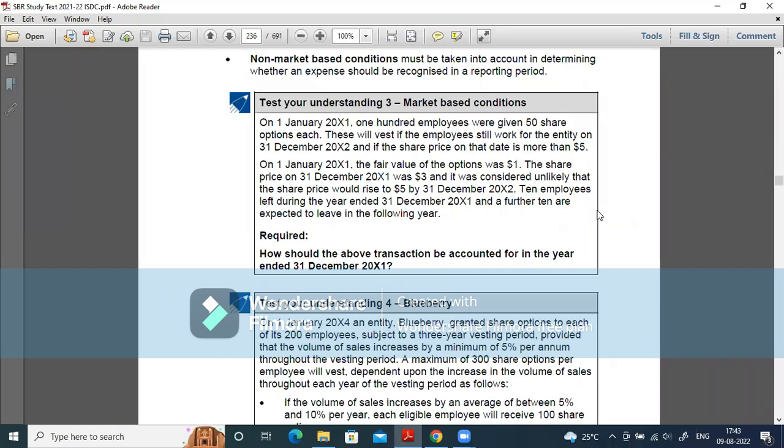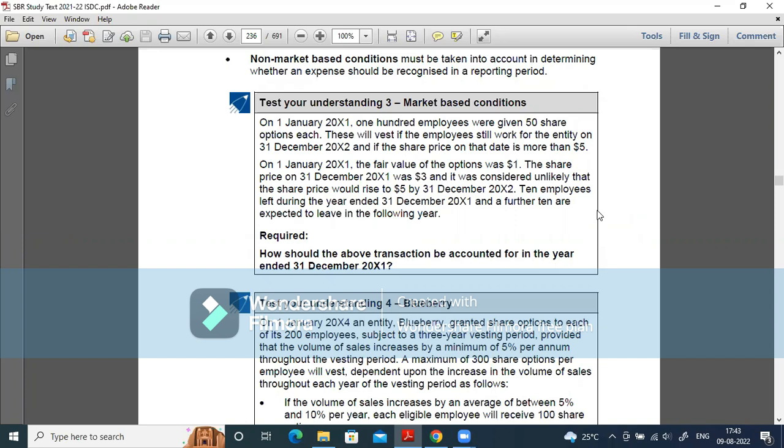On January 2001, the fair value of the option was $1. The share price on 31st December 2001 was $3, and it was considered unlikely that the share price would rise to $5 by 31st December 2002. Now, 10 employees left during the year ended 31st December 2001, and a further 10 are expected to leave in the following year. How should the above transaction be accounted for in the year ended 31st December 2001?